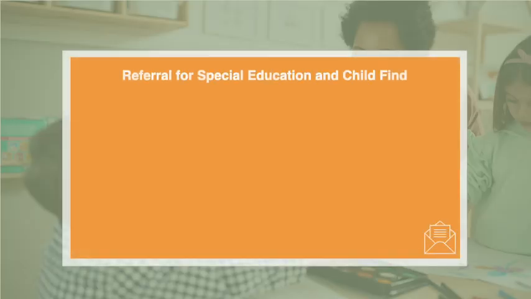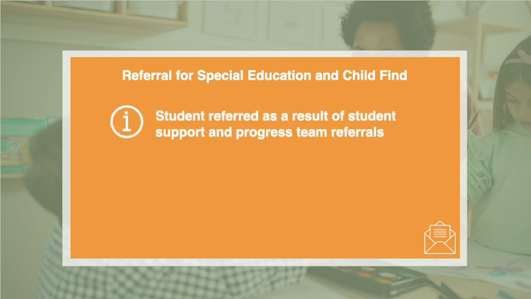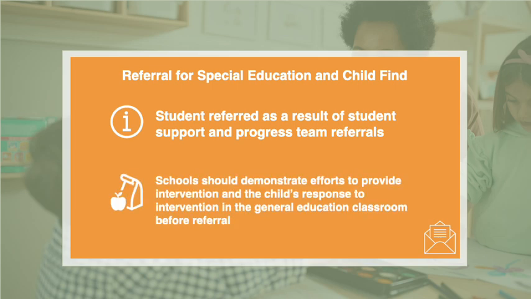Another way that your child may also be referred for a special education evaluation is through the student support and progress team referrals or in child find. Essentially, schools have to demonstrate efforts to provide intervention and also monitor your child's response to that intervention in the general education classroom before they refer your child for special education. So this may be an opportunity to have a conversation with your child's teacher, with the school psychologist if they're a member of the student support and progress team.